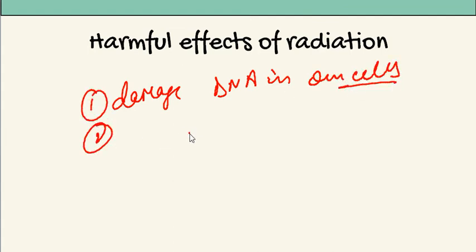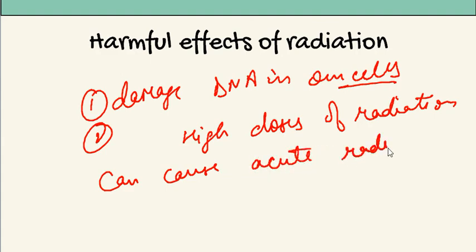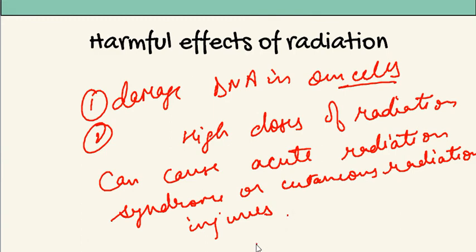The second disadvantage is that high doses of radiation can cause acute radiation syndrome or cutaneous radiation injuries. A high dose of radiation could also lead to cancer.